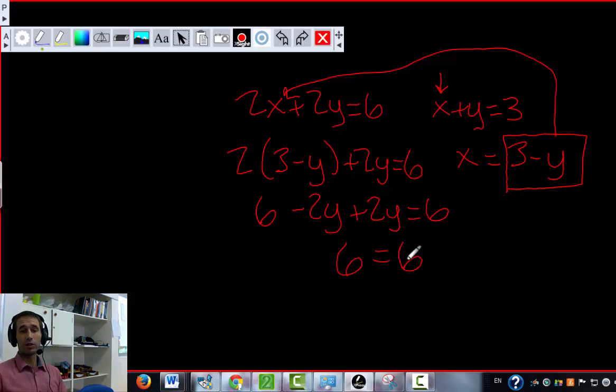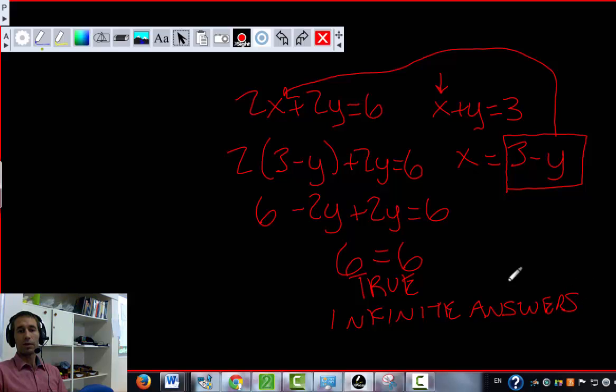My variable disappeared, and we know that 6 does equal 6. So this is a special type of graph. If your variables ever cancel out and we get something that is true, this means we have infinite answers. If we ever get something, say, instead of 6 equals 6, I got 4 equals 6, which is false, right? Then we would have no answers.